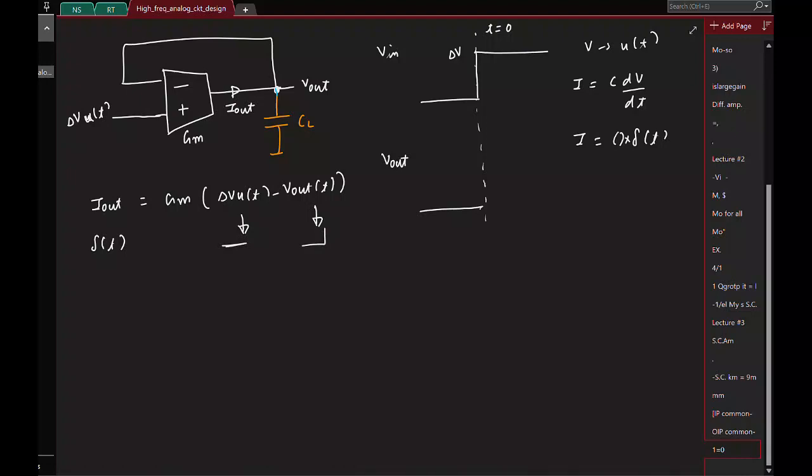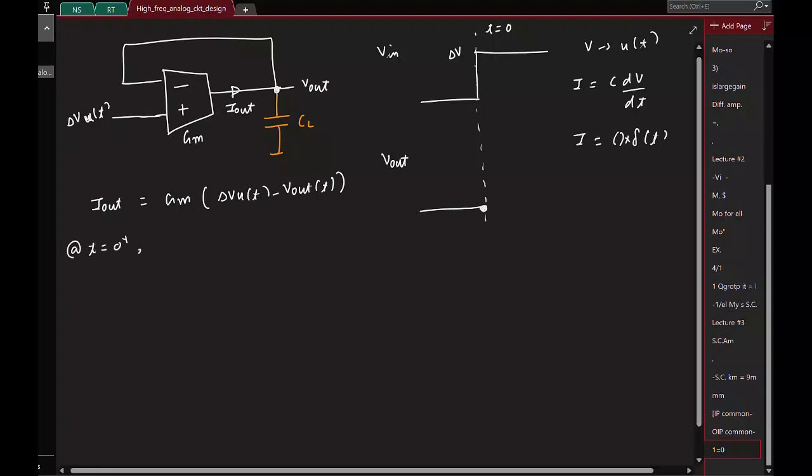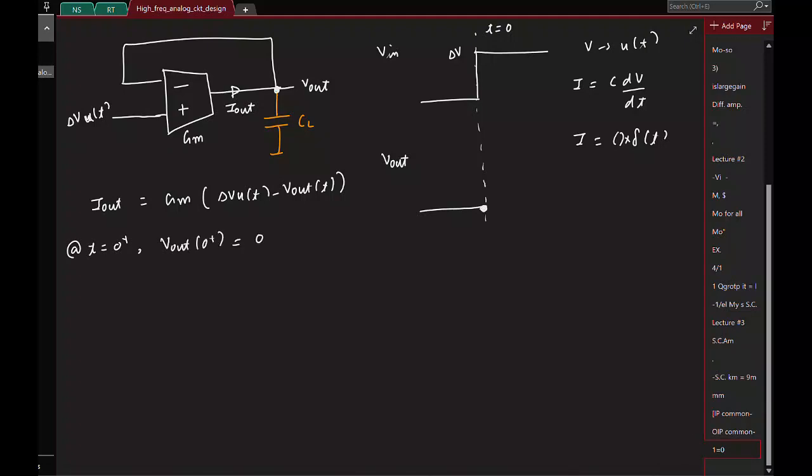Okay, so at least everyone is clear that the voltage at t equal to 0 plus is going to be 0, right? So let me write, at t equal to 0 plus, Vout of 0 plus is 0. So what is the current then? Iout of 0 plus?